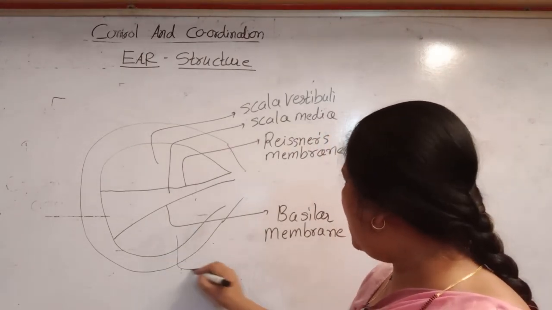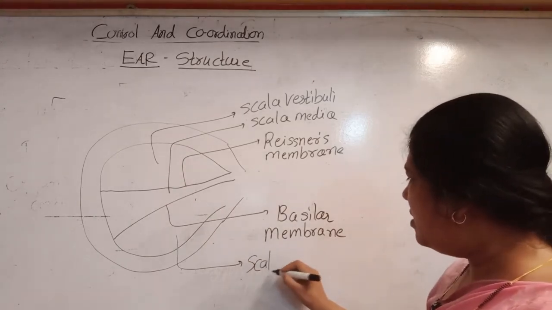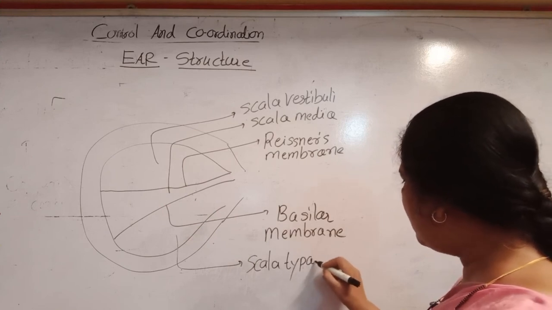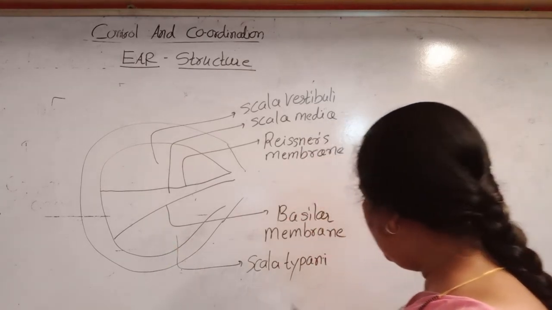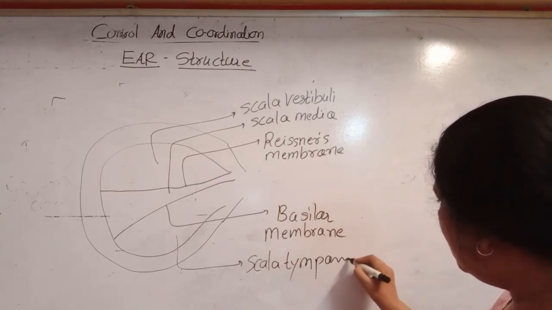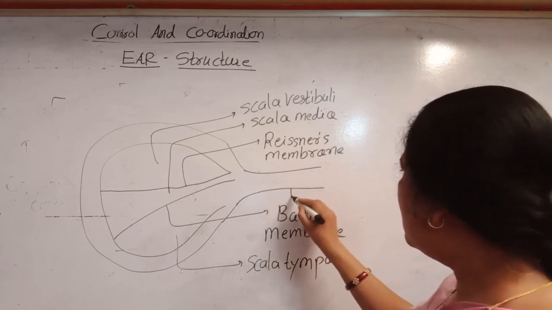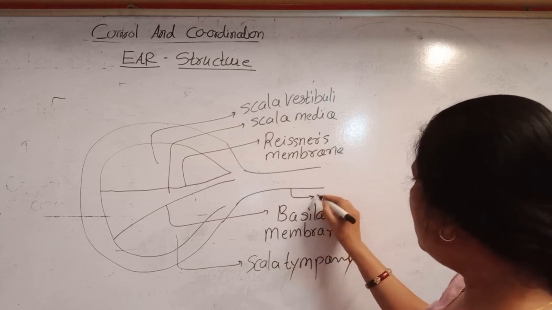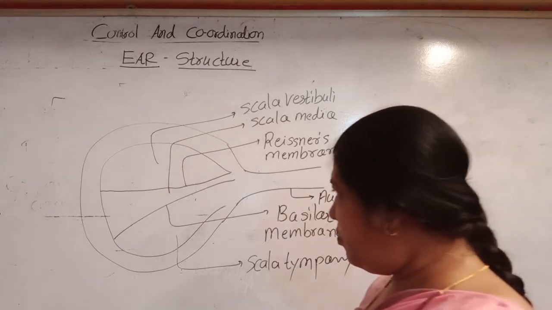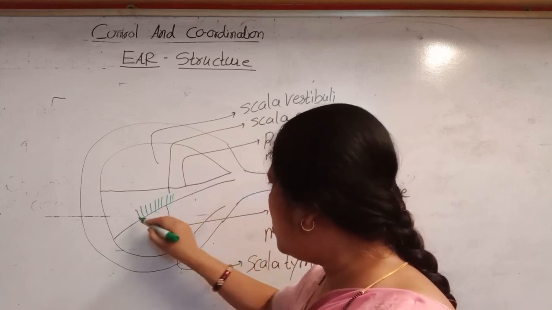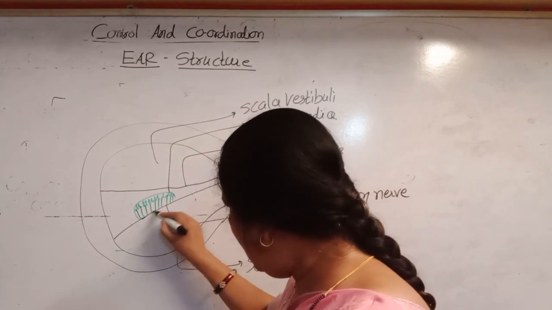And what about scala vestibuli and scala tympani? Which fluid is present in the scala vestibuli and scala tympani? Perilymph. This is scala tympani. This is scala vestibuli. And here, this is auditory nerve. And organ of Corti is present here. So this is organ of Corti, which is covered by tectorial membrane. And see here, neurons are there, nerve fibers.